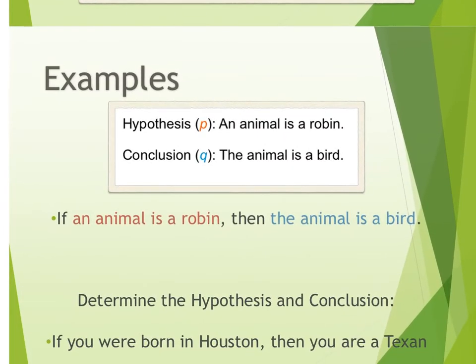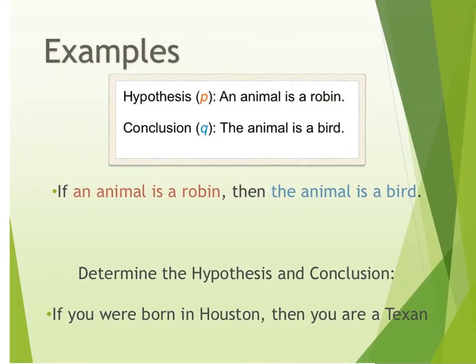Now, different examples of if-then statements would be like this. Say your hypothesis, and the hypothesis in this instance is just a starting phrase. It's a fact. And then you draw a conclusion based on the fact. So my hypothesis: an animal is a robin. My conclusion then is the animal is a bird. If I was going to rewrite this as an if-then statement, it would give me this sentence down here. If an animal is a robin, then the animal is a bird. Here is P, then Q.